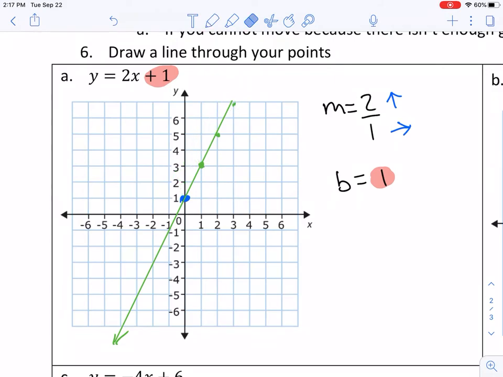All right, so check it out. There's my line. Remember what I said about doing the exact opposite. The exact opposite of up 2, right 1 would be down 2, left 1. Watch what happens in red here. If I were to go down 2, left 1, I still land on the same line. So that's why we can do the exact opposite.